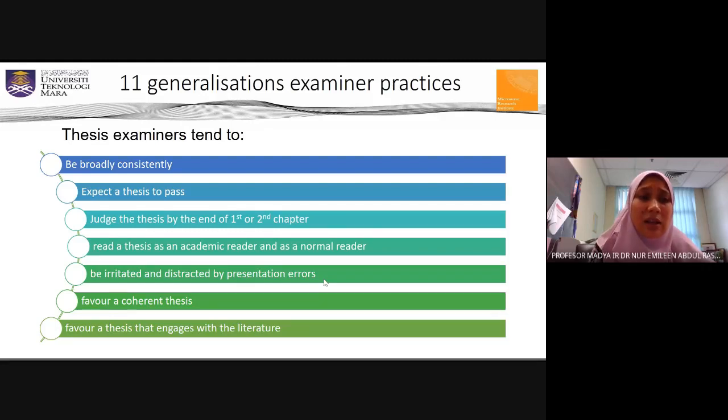And then, favor a coherent thesis. So coherent writing has focus, flow and a logical and explicit structure that integrates and connects the various parts of the thesis and gives clear direction to the reader. So coherent writing often includes signposts and summaries that indicate what is coming, what has been done.